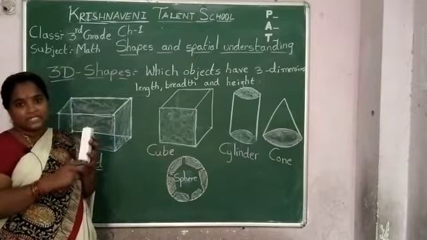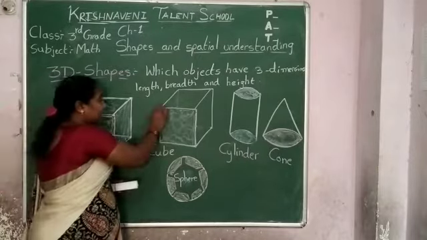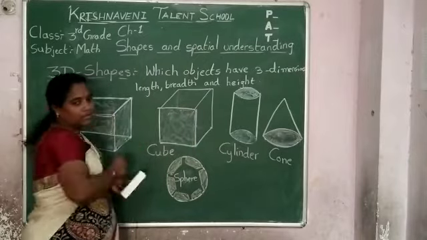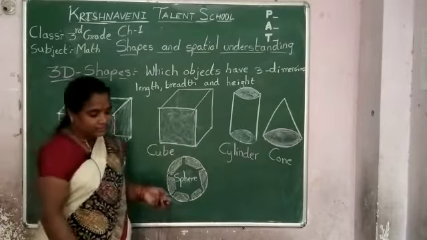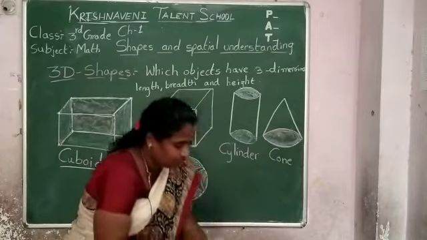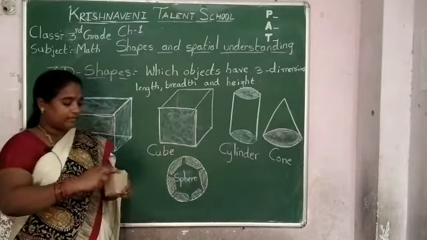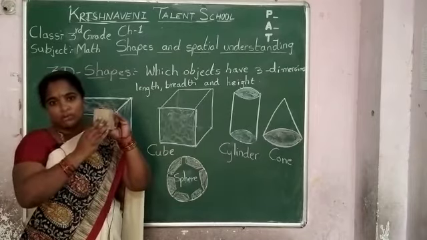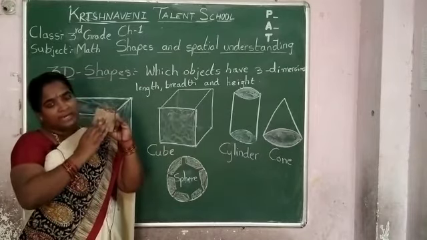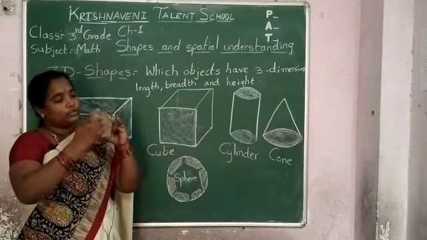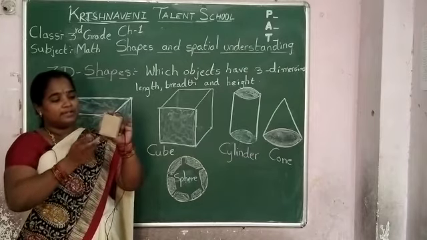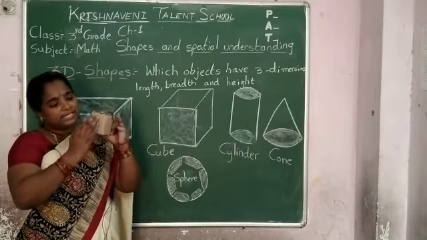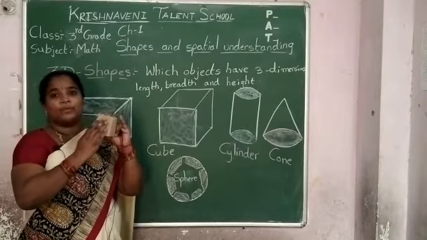What is another 3D shape? Cube. Once you observe this, it is an example of a cube. It is a chalk piece box. So how many faces does it have? 1, 2, 3, 4, 5, 6. It has 6 faces, and the 6 faces are square shaped.